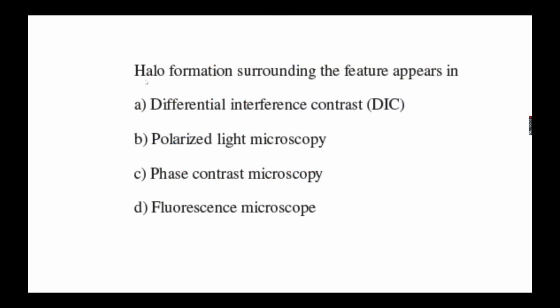So this is one question that I found very good when I was going through the lectures. The halo formation surrounding the feature appears in which kind of microscopy? The options are DIC microscopy, polarized microscopy, phase contrast microscopy, fluorescence microscopy. If anybody remembers, while going through the lectures, where you have seen the halo formation, can anybody answer?